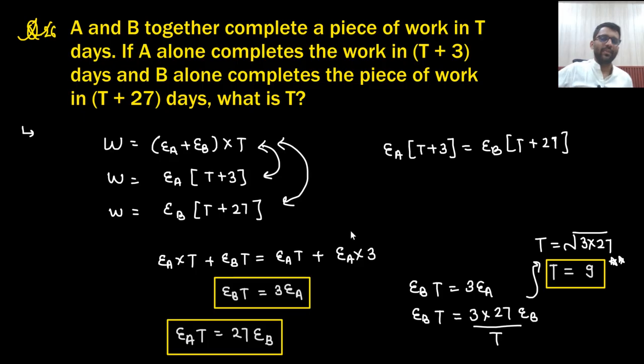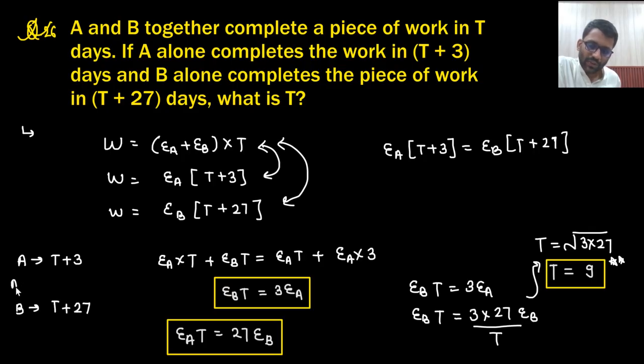So what is the conclusion you are making from here? This is the conclusion: A was doing the work in T plus 3 days, and B was doing the work in T plus 27 days. So if both were working together, then how much time were they taking? This T time they were taking, and that was equal to the product of the extra days, under root. This is the conclusion.